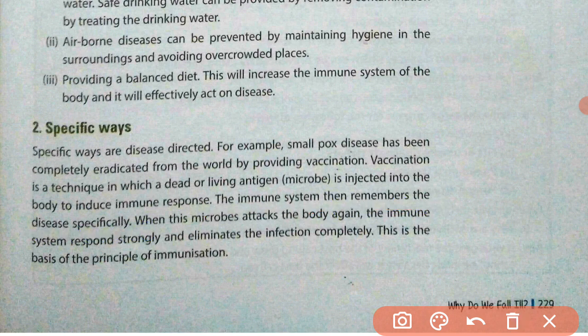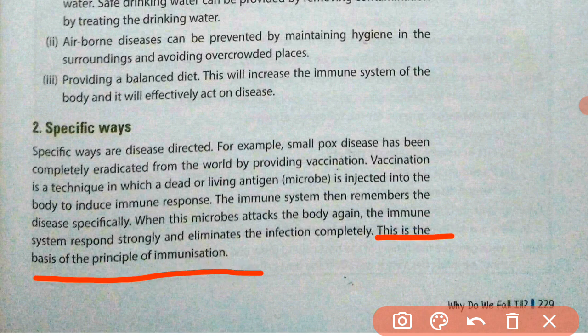the active microorganism attacks the body, the immune system responds strongly and eliminates the infection completely. So this is the basis of the principle of immunization.